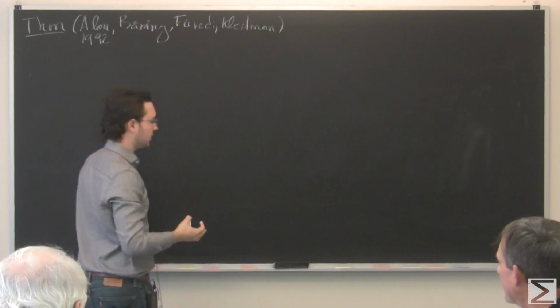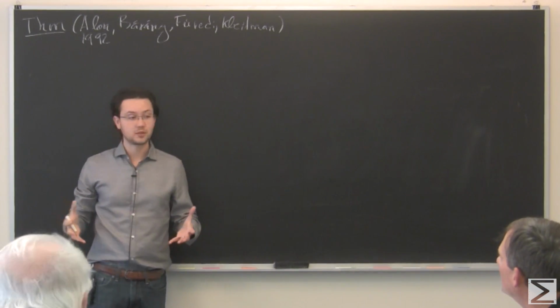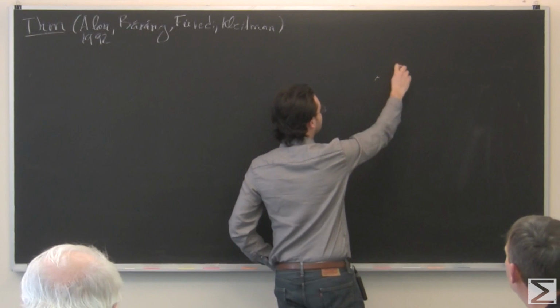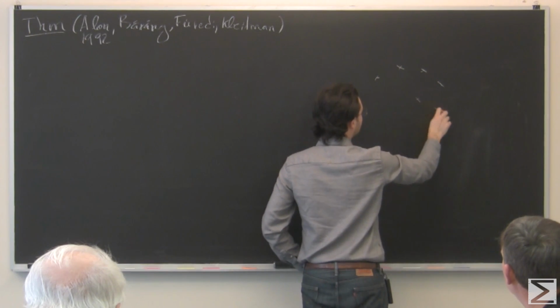What I want to do now is I'll give you a very large family of points in R^d. You can think of this having 10 million points.